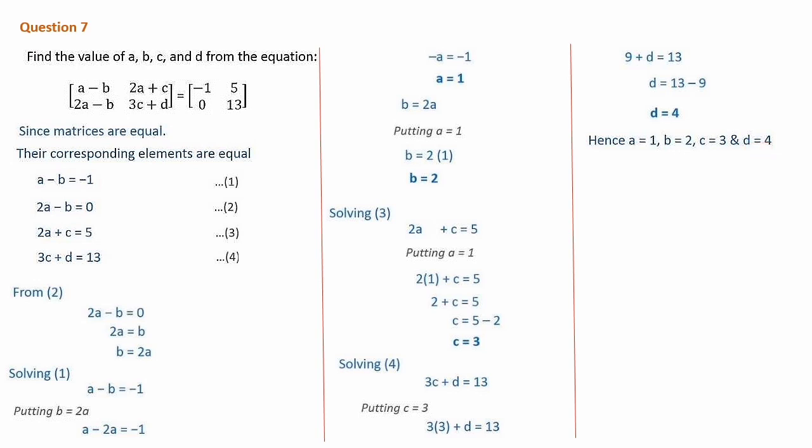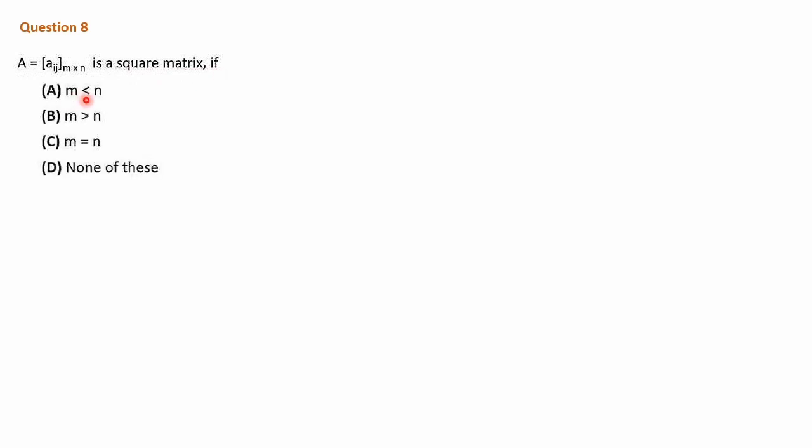Move on to question number 8. It's a multiple choice question. A is equal to matrix aij of order m by n is a square matrix if, there are 4 options: m less than n, m greater than n, m is equal to n, none of these. So m and n are here, its order means number of rows and number of columns. If it is a square matrix, the number of rows and the number of columns should be equal. Then only we will be able to say that it is a square matrix. Example 2 by 2, 3 by 3, something like that.